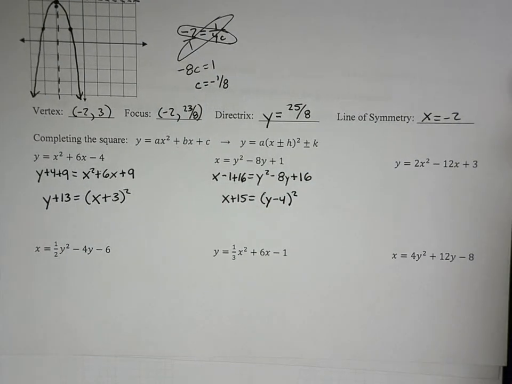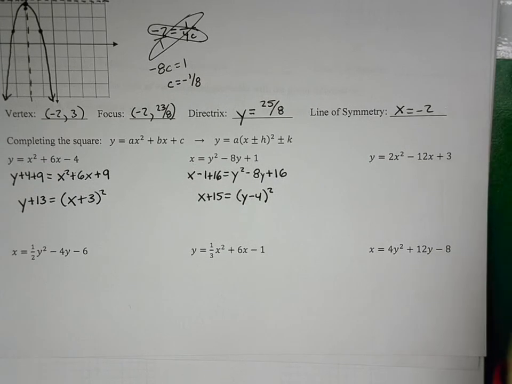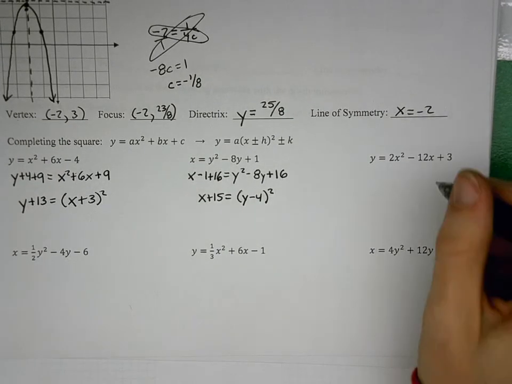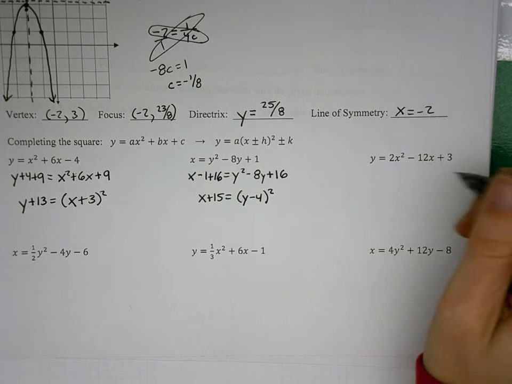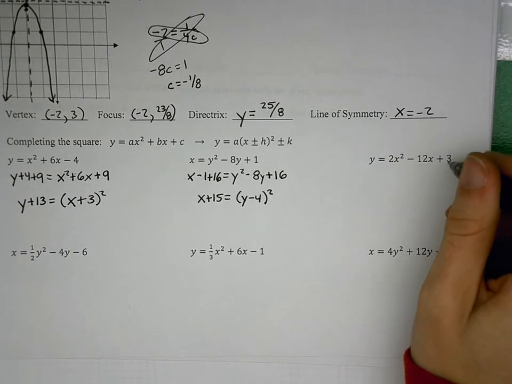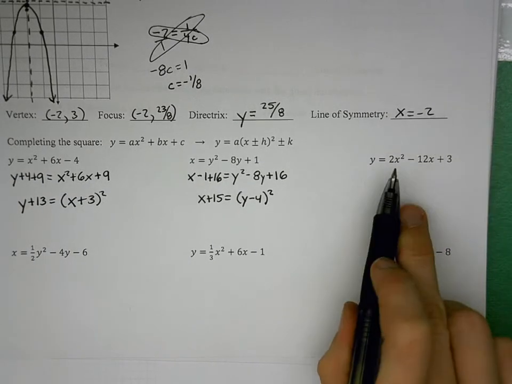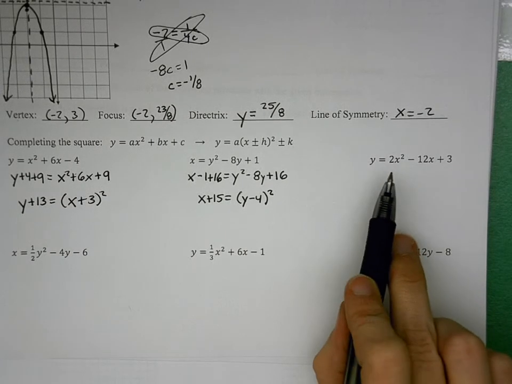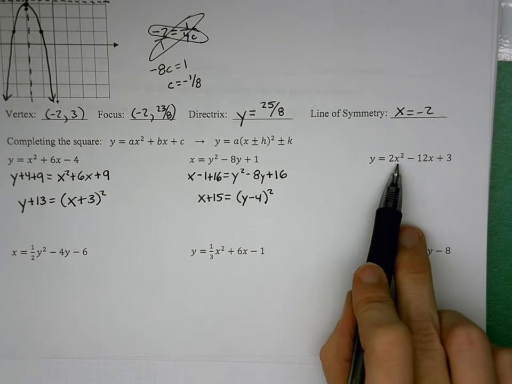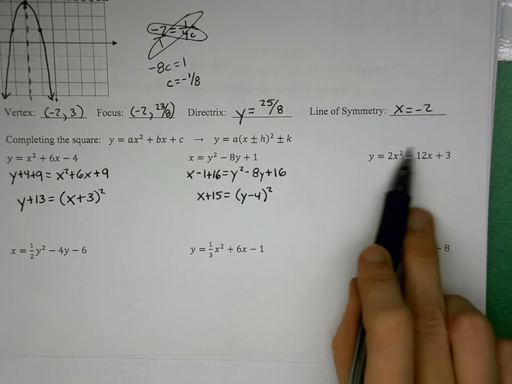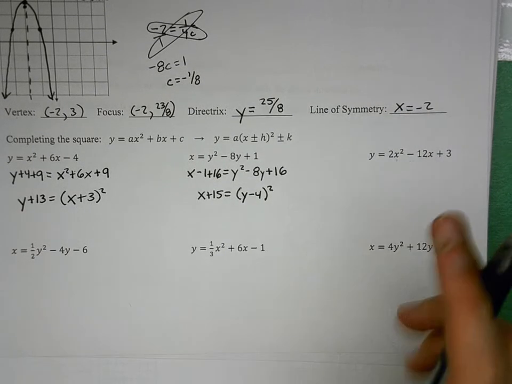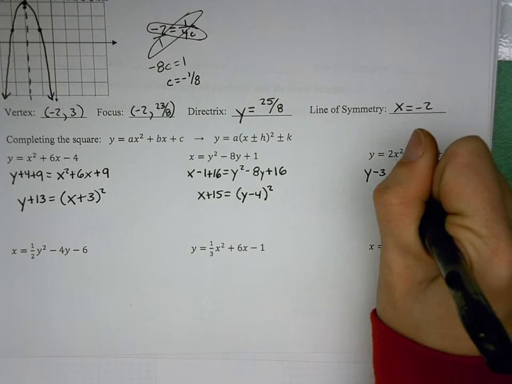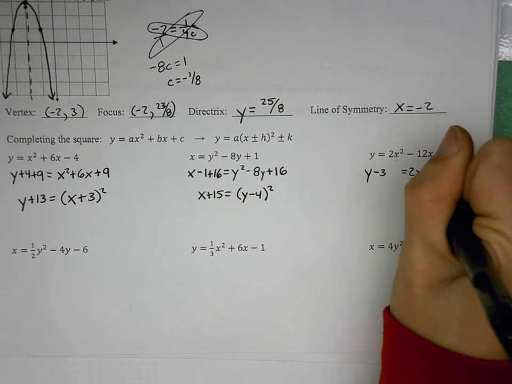Okay, next one's for me, because now we're going to up the difficulty a little bit. Reminding ourselves, what do we do when there's a leading coefficient? So, we still have to get rid of all the terms that don't have the squared variable. In this case, x is what's being squared, so I want my x's to stay together, but I'd like to get rid of that plus 3. And so I'm going to send it over here. y minus 3 equals 2x squared minus 12x.